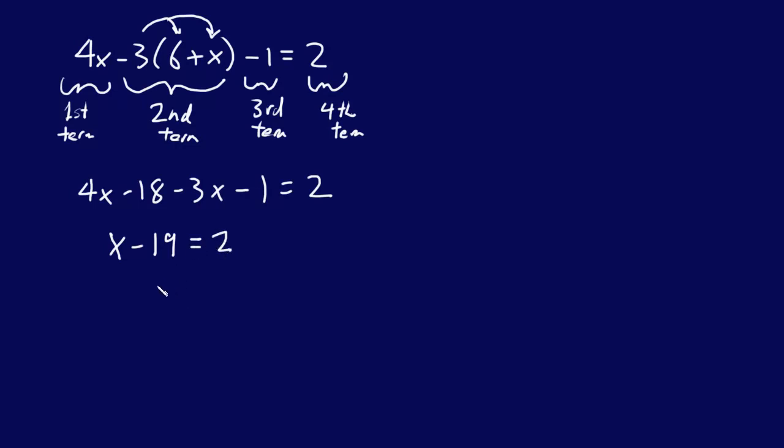So again, what's the goal of this math sentence? We want to get the variable by itself, which is x. So we're going to get rid of the negative 19 by adding 19, because negative 19 plus 19 is 0. And what gives us the mathematical right to do that? We have to add that to the other side. And then what are we left with? x is equal to 21. And we're done.